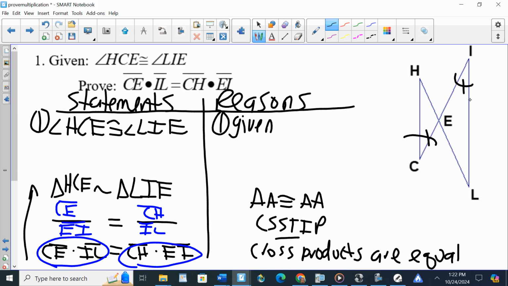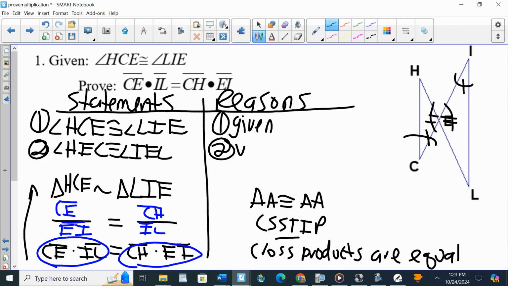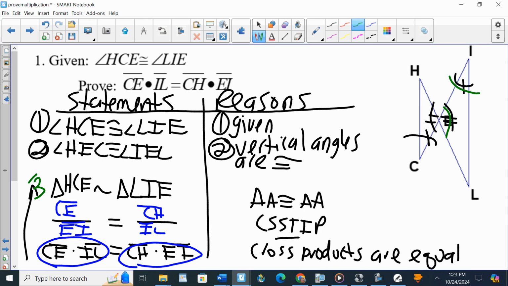I go on to my additional tools. Vertical angles, reflexive property. I see vertical angles. So I state that angle HEC is congruent to angle IEL. Reason: vertical angles are congruent. In order to prove the triangles are similar, I need two pairs of angles. I got them. So I can state my triangles are similar, which I already wrote in. That's 3. And then my proportion, that's 4. And then my multiplication, that's 5.